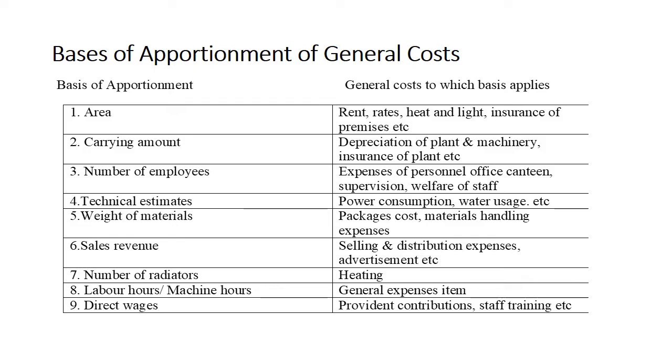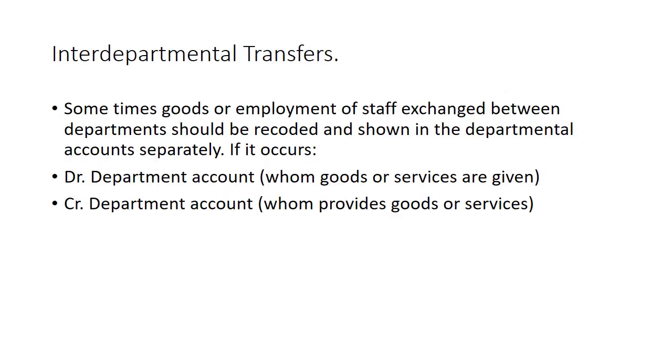Number of radiators may be used on distributing heating cost, or labor hours or machine hours may be used to apportion general expenses items, etc. Or direct wages may be used to apportion staff. And in a departmental setting, there might be interdepartmental transfers.